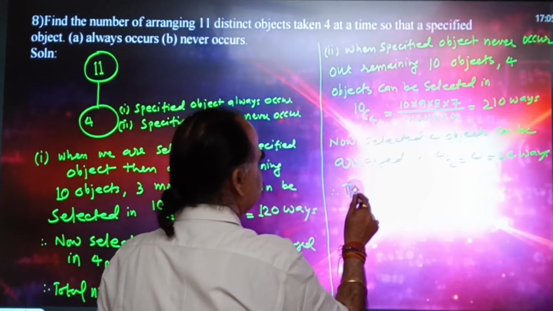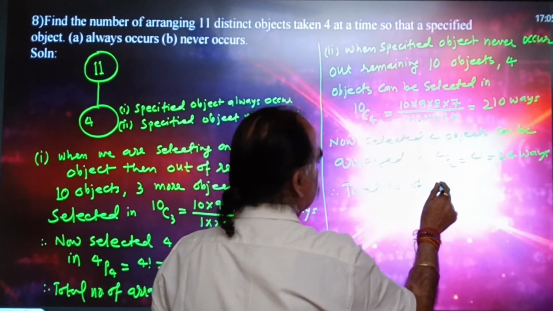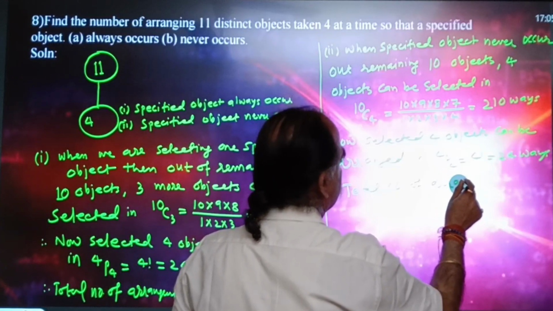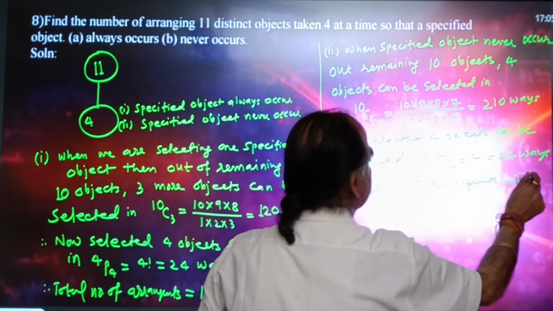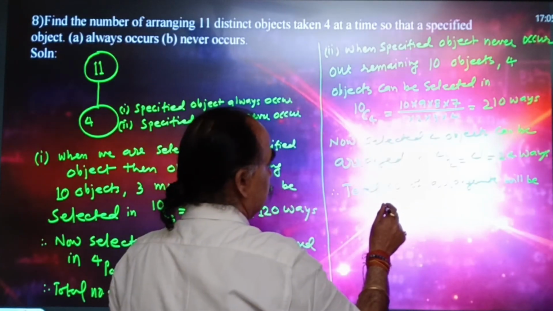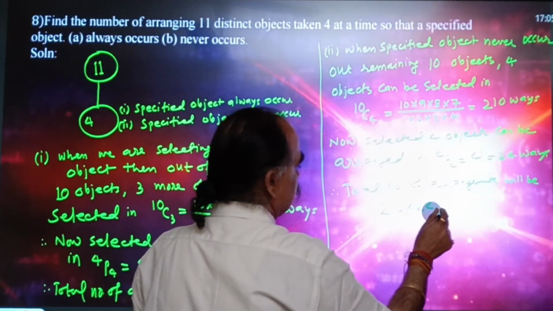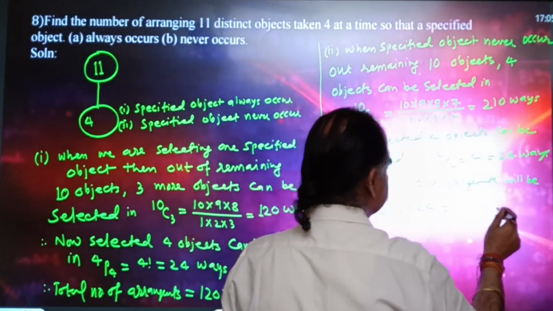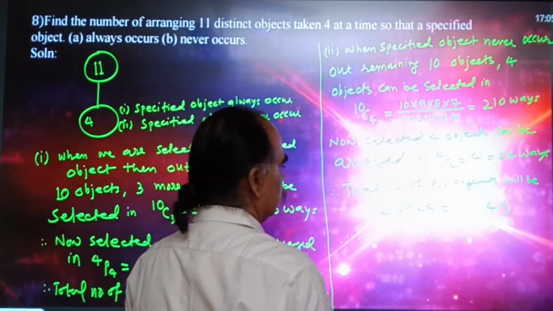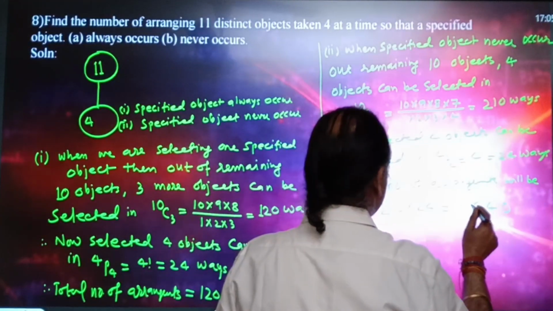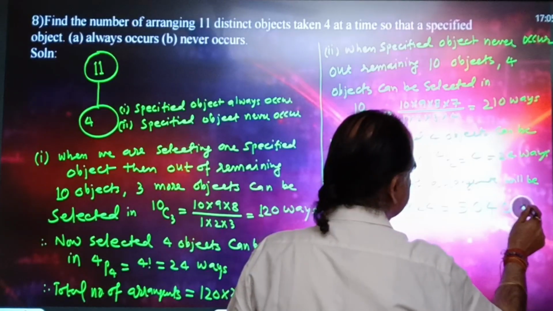Therefore, total number of arrangements will be 210 into 24 is equal to 5040 ways.